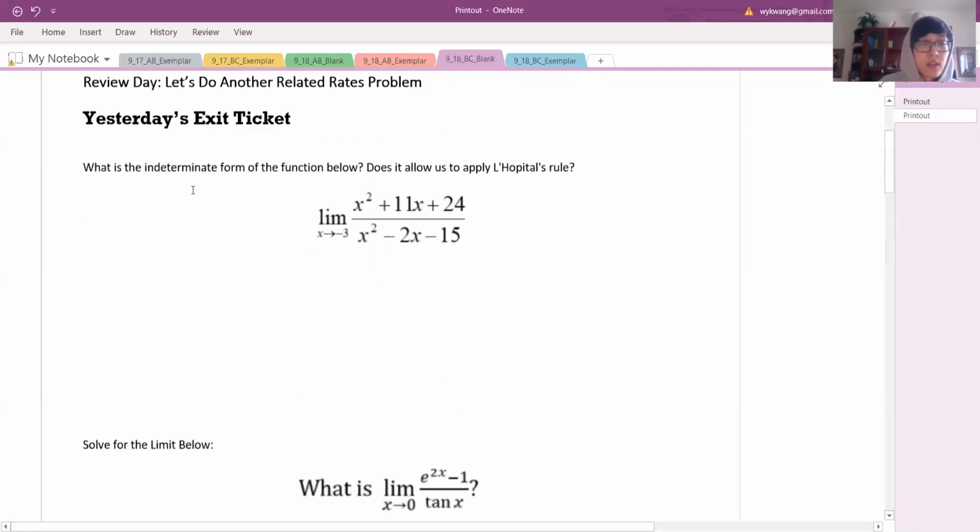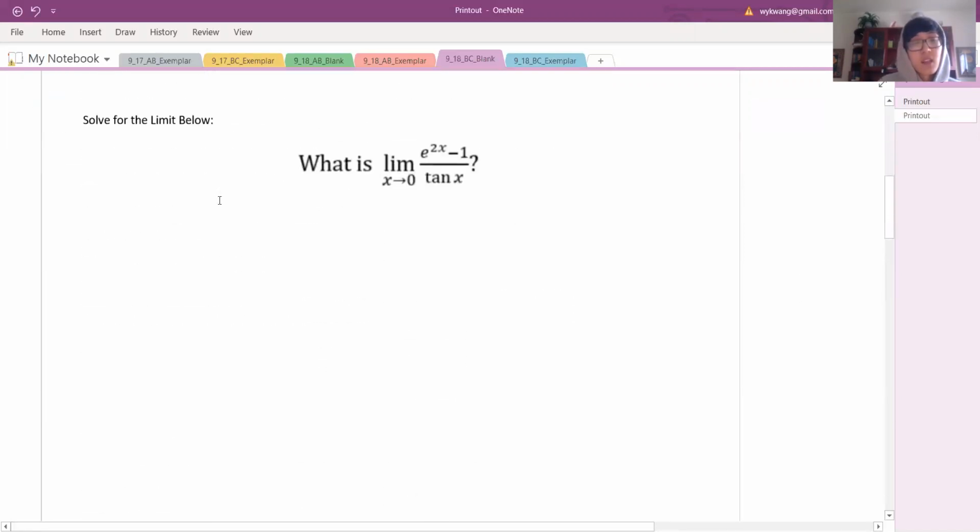So first we started with yesterday's exit ticket, the limit problem, which a lot of you guys did really well. So again, for this problem, when we approach it, the first thing, our instinct is always just to plug in 0, right? What happens when we plug in 0?